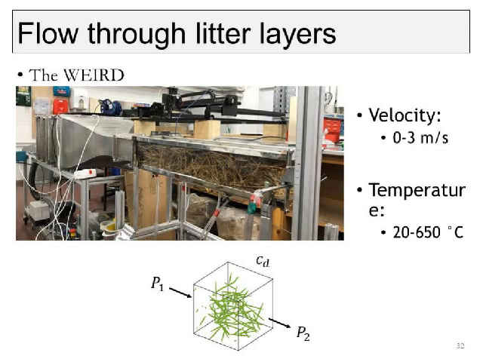There's a lot of interactions going on there. So maybe we want to go even a step further in terms of simplifying the problem. And something I've been working on recently is developing this heated wind tunnel called the WEIRD. And this allows us to impose a flow up to about 3 meters per second, and also an elevated temperature of the flow up to about 650 Celsius. So we can look at flow through different fuel beds, and we can also look at convective heating.